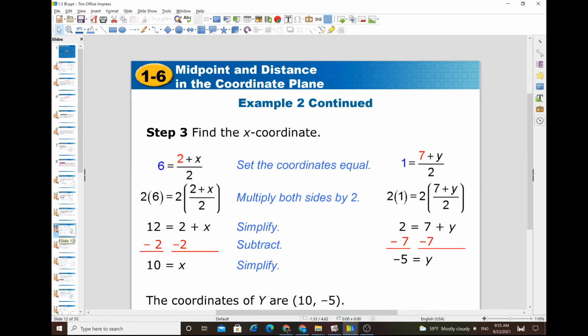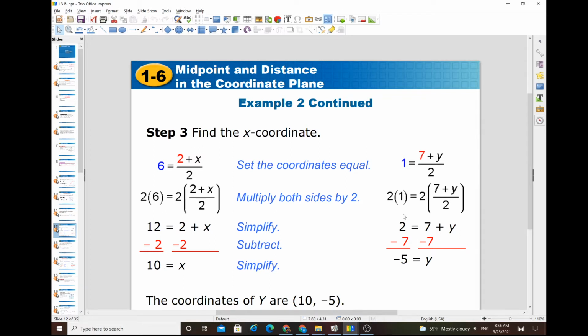So the way to solve this, we just set each one of those positions equal to the midpoint value. So 6 equals 2 plus x over 2. What you can do here is cross multiply, or simply multiply both sides by 2. So we get 12 equals 2 plus x. Subtract 2 from both sides, so we have x equals 10.